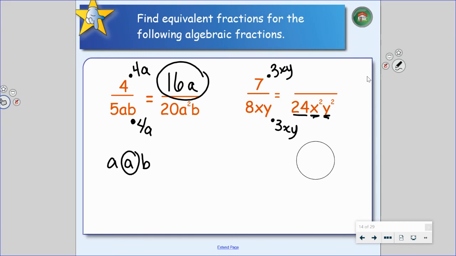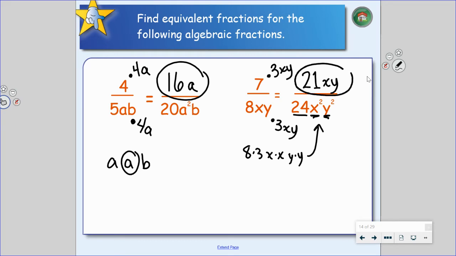Now, just to be clear, 8 times 3 is 24. X times x is x squared. Y times y is y squared. So that checks out. Meanwhile, 7 times 3 is 21 times x times y. There's no simplifying. And therefore, we have now found 2 equivalent fractions. 7 over 8xy is going to be the same amount as 21xy over 24x squared y squared.